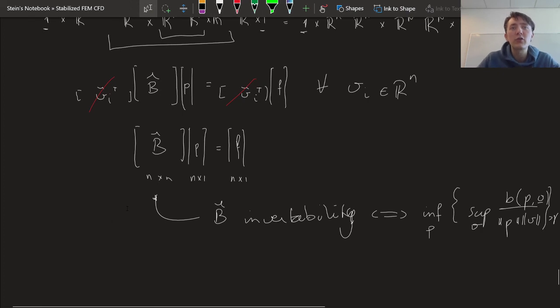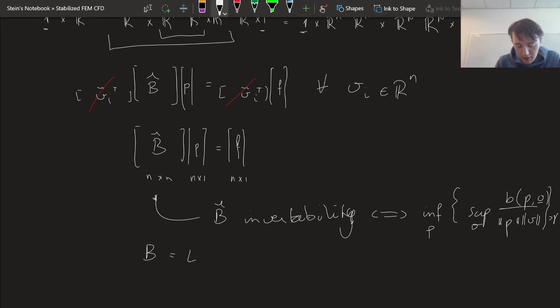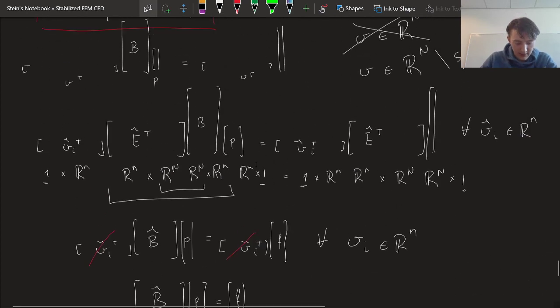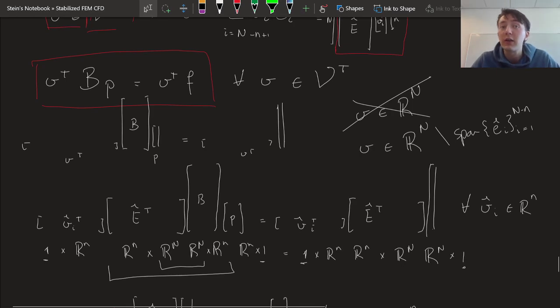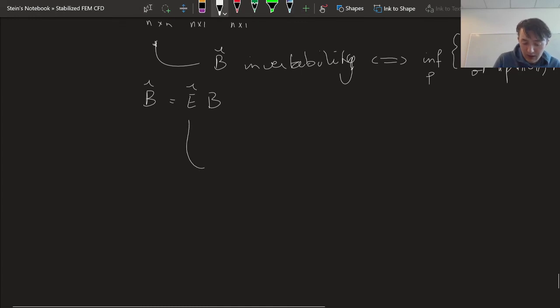Now, going through the derivation, we can actually understand when B hat is invertible. B hat is equal to the matrix multiplication of E hat and B. So if we look at E hat, what was E hat? This was a matrix comprised of a bunch of linearly independent basis functions. Not just any basis functions, the basis functions that did not satisfy the constraint, but nevertheless they were linearly independent. So by construction, E hat is full rank.